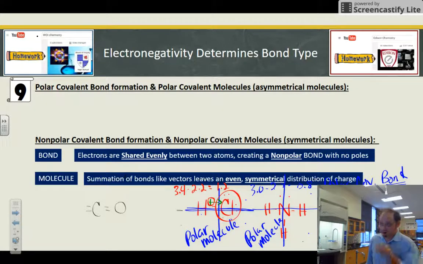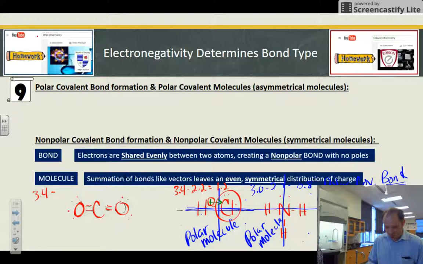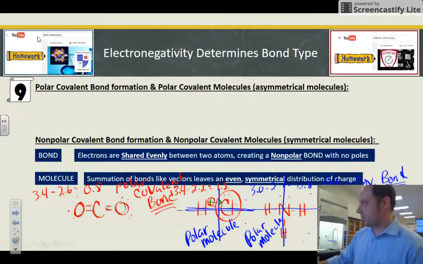And here's the classic. Carbon double bond oxygen. So this is a carbon dioxide molecule that we are drawing from memory, showing what the shape of the molecule looks like. And we're going to tell you straight up, oxygen is more electronegative than carbon. Oxygen is 3.4 and carbon is 2.6, so 0.8 would be the polarity of the bond. So this is a polar covalent bond, meaning that the oxygen wins the push-me-pull-you.